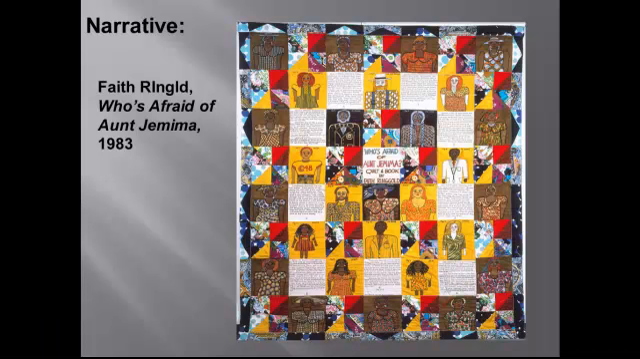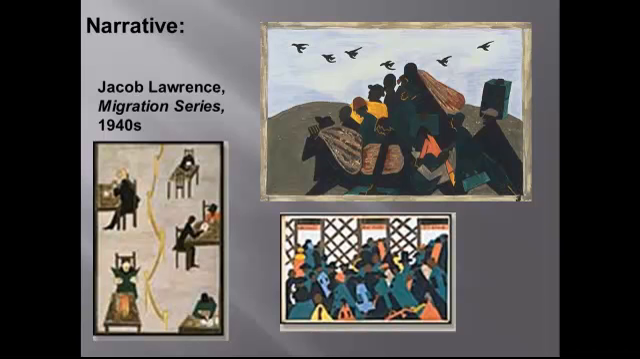Here's the Migration series. Jacob Lawrence used a series of works to tell the story of the travel of African Americans from south to north. Still another narrative technique. Rubens used the same technique in his painting series on Marie de Medici. He did a series of paintings about her life.